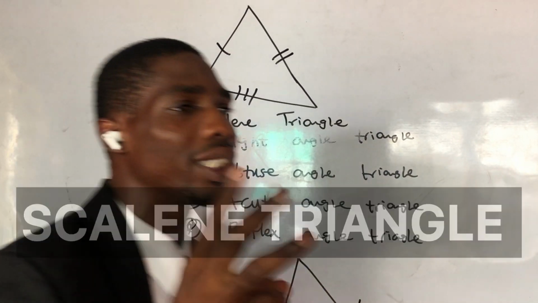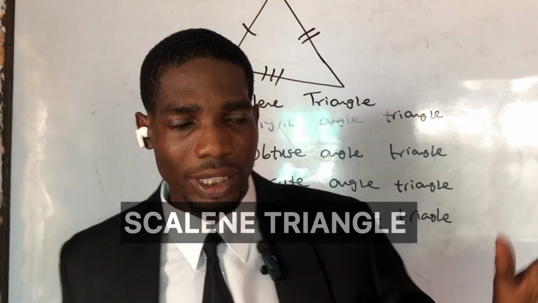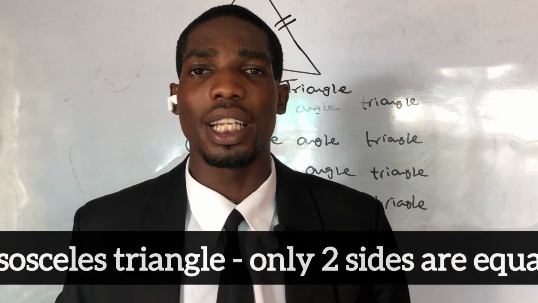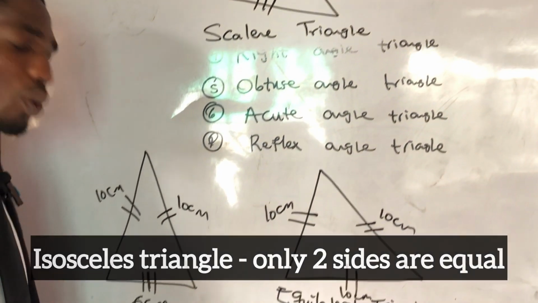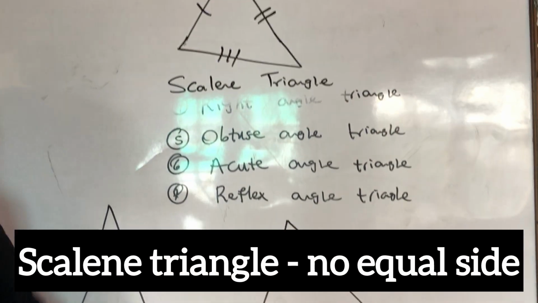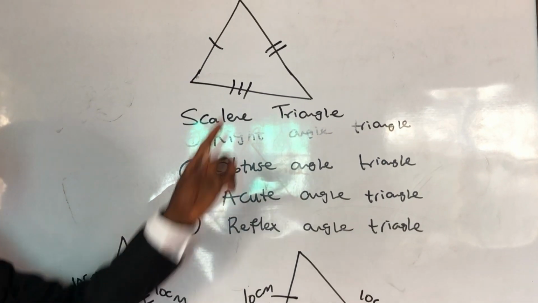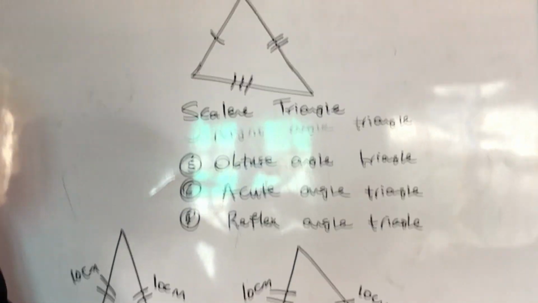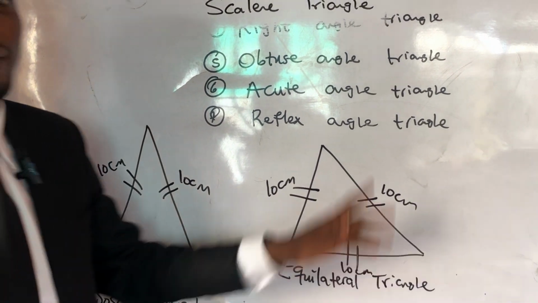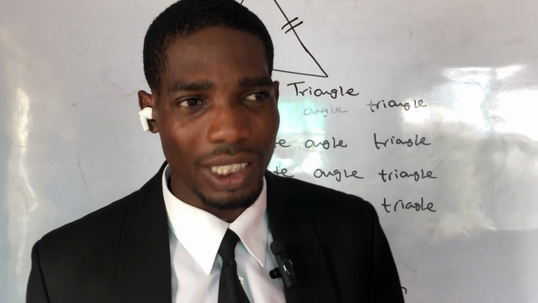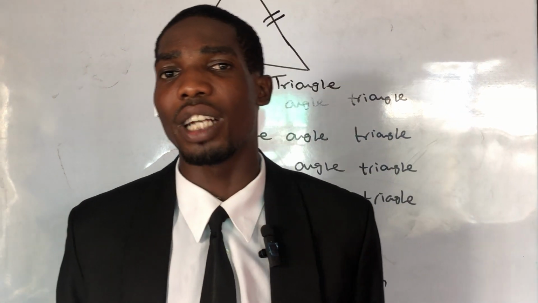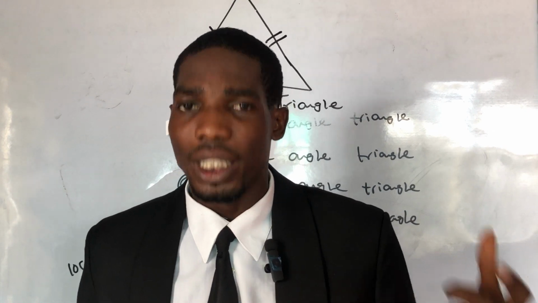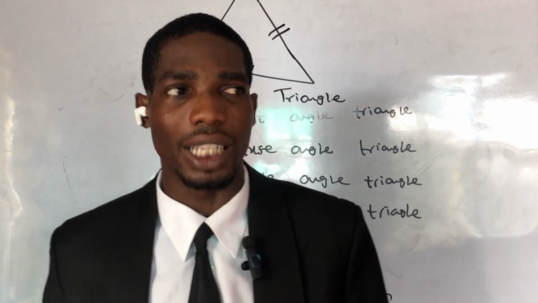So you have to know those 3 things. The first one, equilateral triangle, the 3 sides are equal. Isosceles triangle, only 2 sides are equal. Scalene triangle, the 3 sides are not equal. But all 3 types of triangle have 3 sides and 3 vertices. You see, 1, 2, 3. 1, 2, 3. So they all have 3 sides and 3 vertices, but they are different in sides. Equilateral triangle, 3 sides are equal. Isosceles triangle, only 2 sides are equal. Scalene triangle, the 3 sides are not equal.